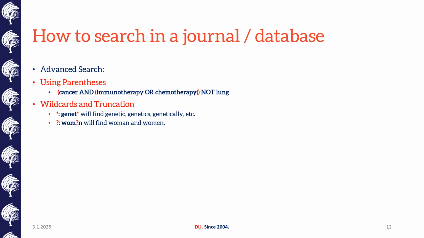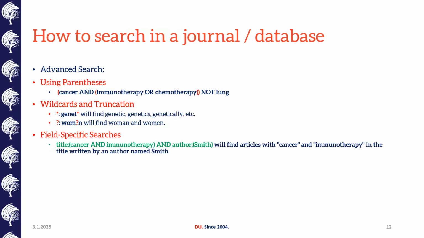Most databases, especially Web of Science, PubMed, and Google Scholar, allow you to specify fields to search within, such as title, abstract, author, etc. This search syntax, for example, will find articles with cancer and immunotherapy in the title written by an author named Smith.